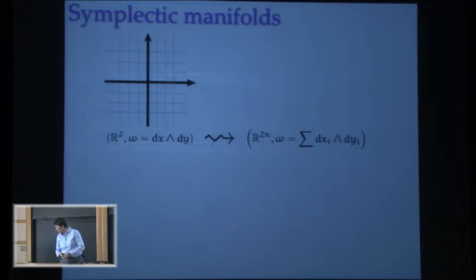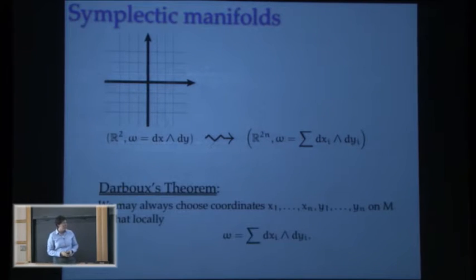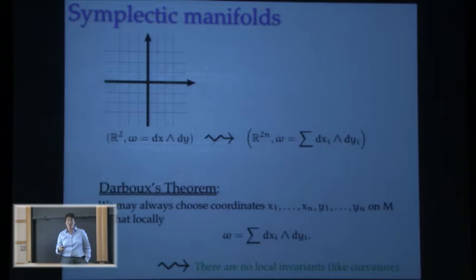The first theorem in symplectic geometry was proved in 1882 by Darboux. He didn't say it this way exactly, but the theorem is that you can always choose coordinates locally so that your symplectic form looks like this one. The reason that theorem is important is that it says there aren't any local invariants like curvature. So this makes symplectic geometry in many ways very different from Riemannian geometry.